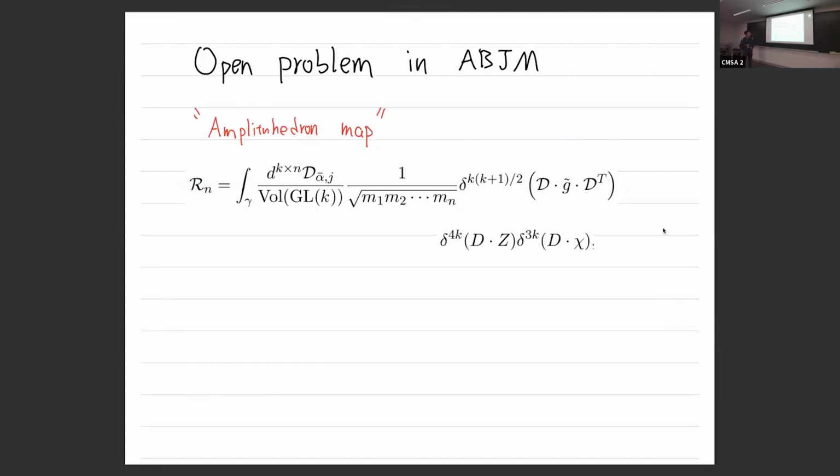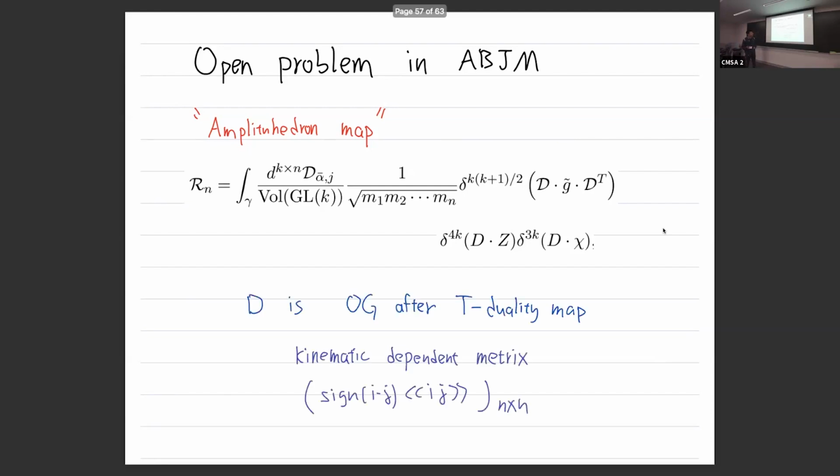Finally, I have some open questions in ABJM. First is, of course, the amplituhedron map. In ABJM, we still don't have the amplituhedron map. So the candidate is whether we can formulate this tracer Grassmannian integral for ABJM as some push-forward map. But what needs to be noticed here is that D is not orthogonal; it is the T-dual orthogonal Grassmannian, and the orthogonality condition depends on the kinematics.